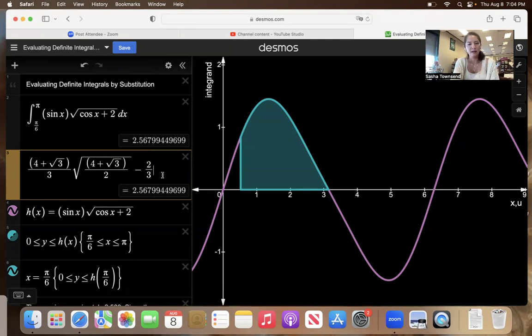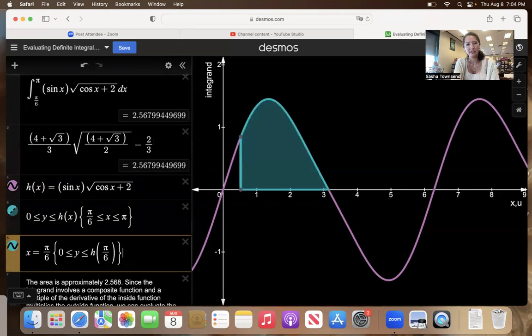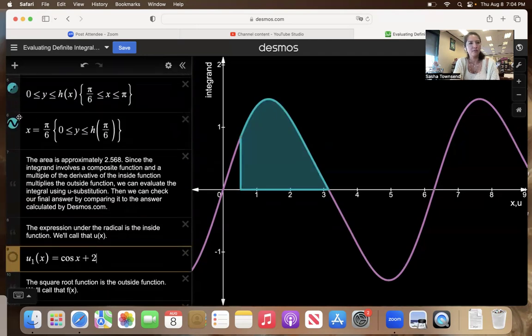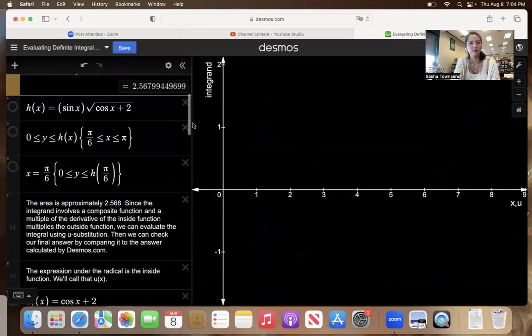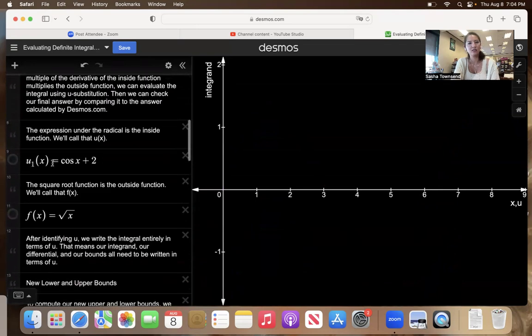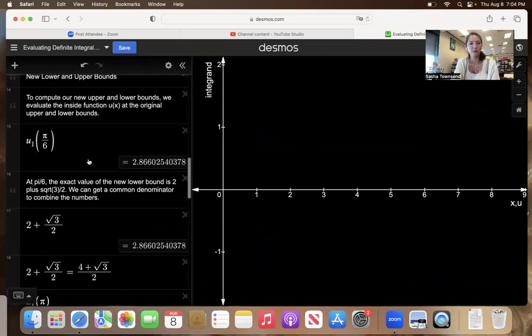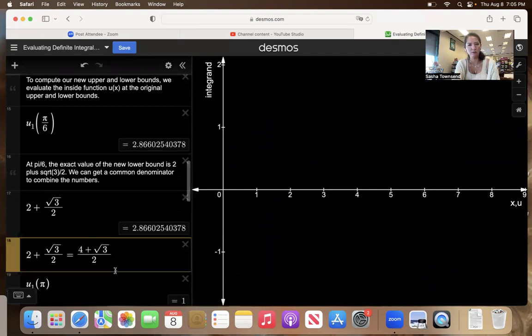Now, if you want to, you can do a bunch of calculations on Desmos. Rather than looking at that area, I might look at a different area. So here we do a lot of the calculations that we just did. We said u is the inside function. The outside function is the square root of x. So we find our upper and lower bounds. u at pi over 6 is the new lower bound, and it's approximately this. We get 2 plus the square root of 3 over 2, which is equal to this 4 plus the square root of 3, that quantity over 2. And show that those are equal. And then u at pi is just 1.